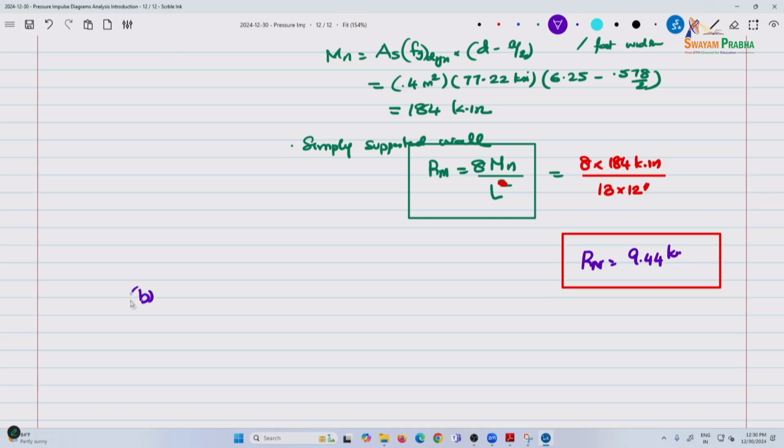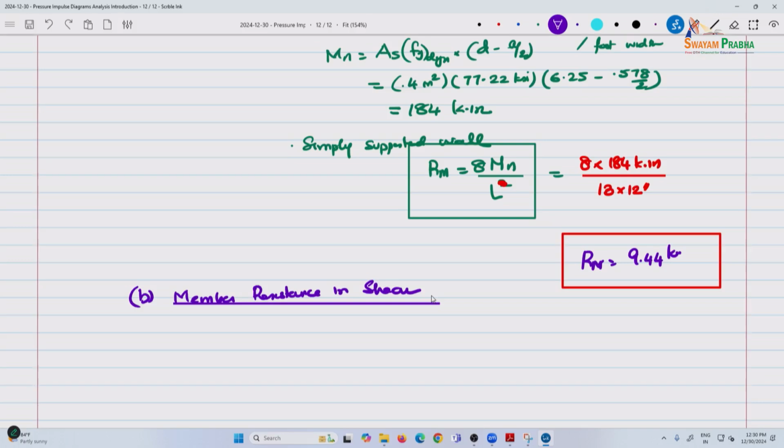Then the member resistance in shear. Let me make sure I finish this problem. We have about 15 minutes. I think I can get it done. Ooh, 5 pages. Okay.